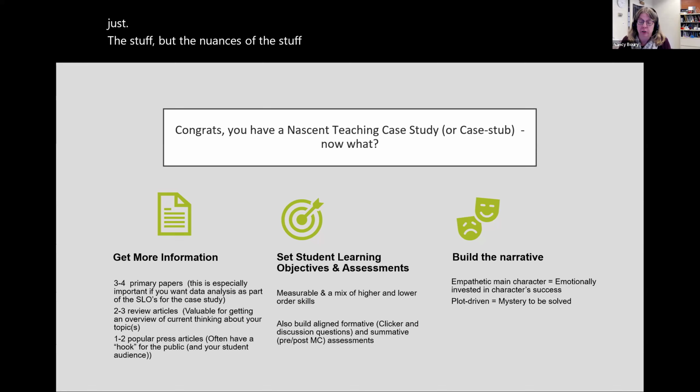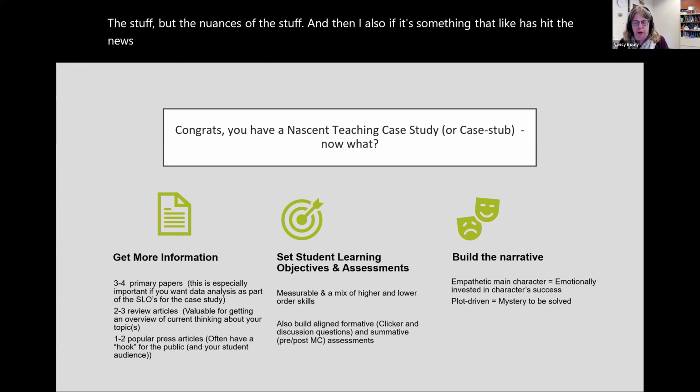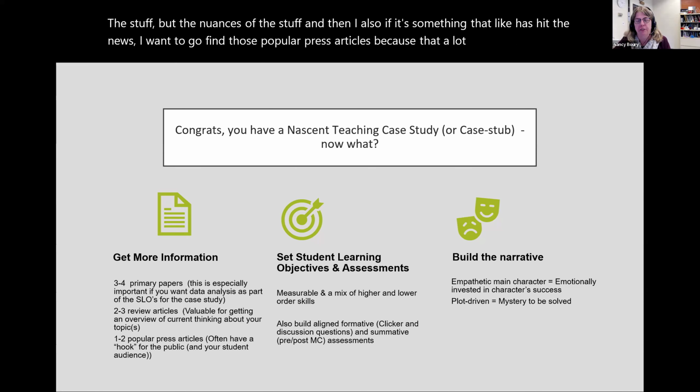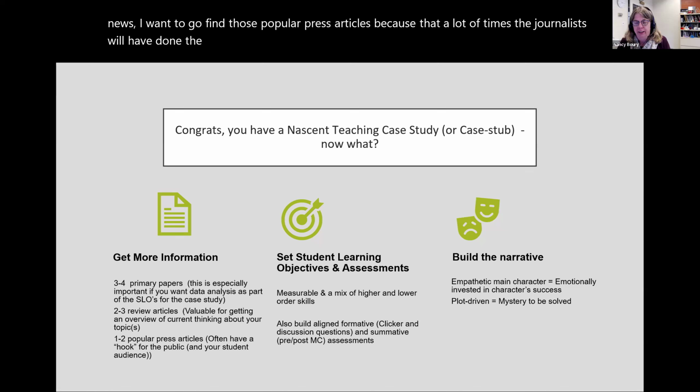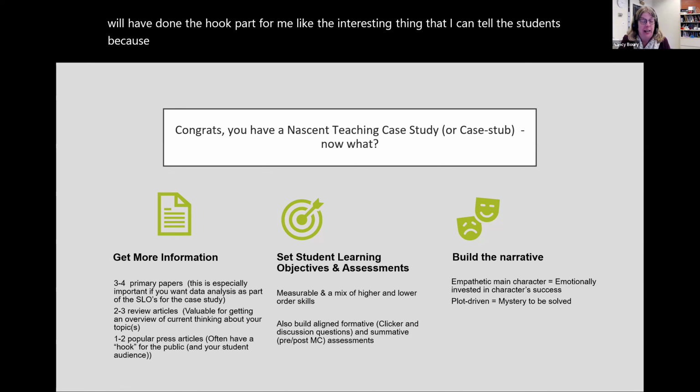And then if it's something that has hit the news, I want to go find those popular press articles, because a lot of times the journalists will have done the hook part for me, like the interesting thing that I can tell the students, because as long as it's accurate, it's amazing.